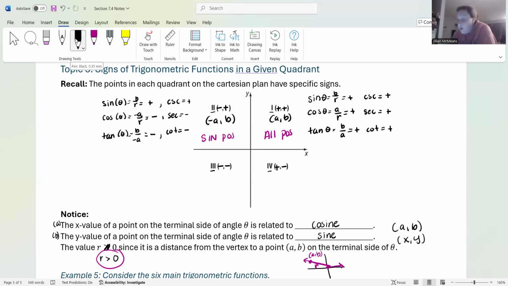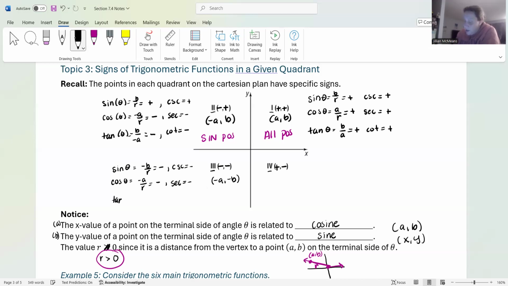Now, if we go down to quadrant three, both A and B are negative. So we get negative A, negative B. So let's go through this again. So sine of theta is going to be negative B over R, making sine negative. And remember, if sine is negative, cosecant is negative. Cosine of theta is negative A over R, making cosine negative. And remember, if cosine is negative, secant is negative because it's the reciprocal.